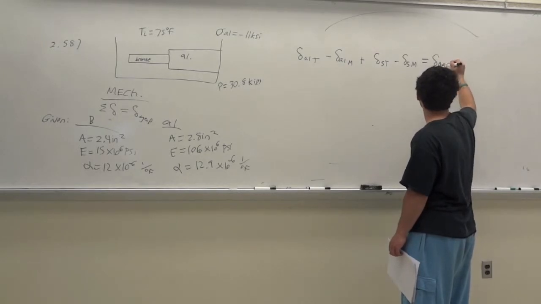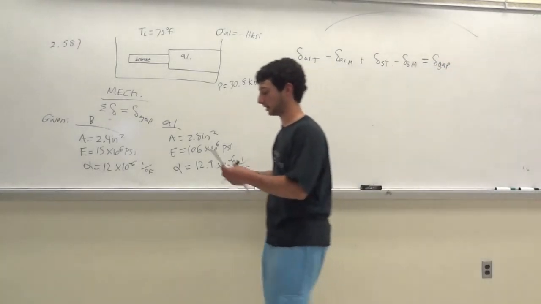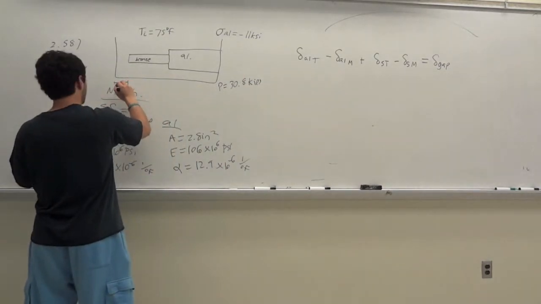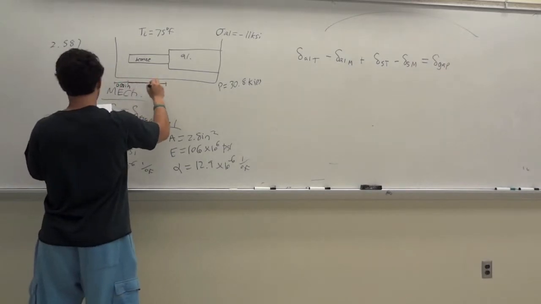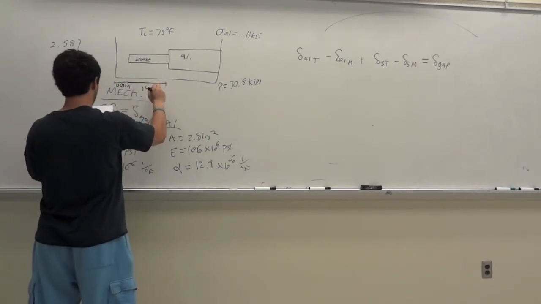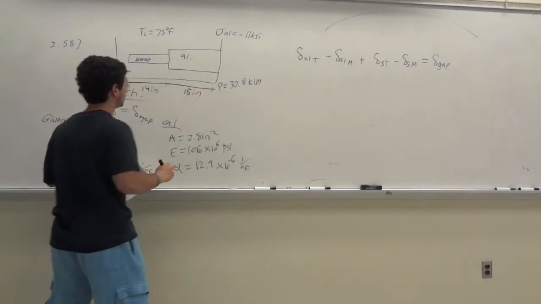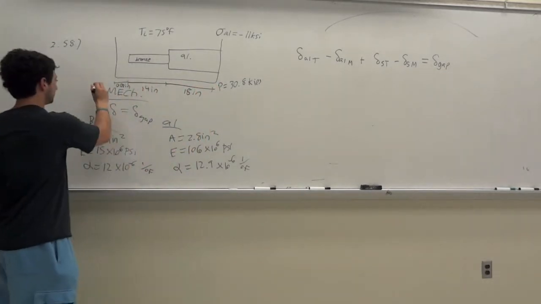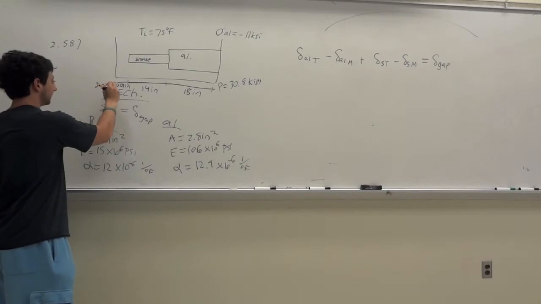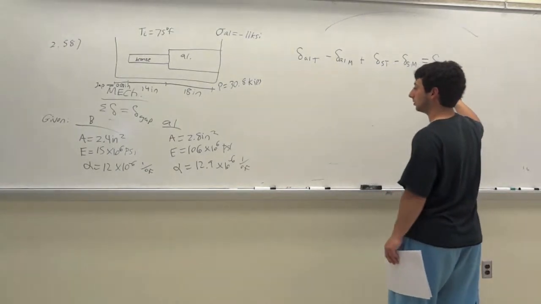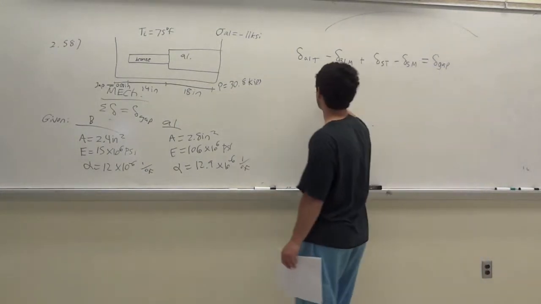And we know what the gap is. The gap is, that's why I shouldn't erase it. I was being stupid. Okay, this is 0.02 inches. This was 14 inches. It's 18 inches. I don't want to erase this. Okay. This is a gap. So this delta is equal to 0.02 inches, right? So this is what we have.